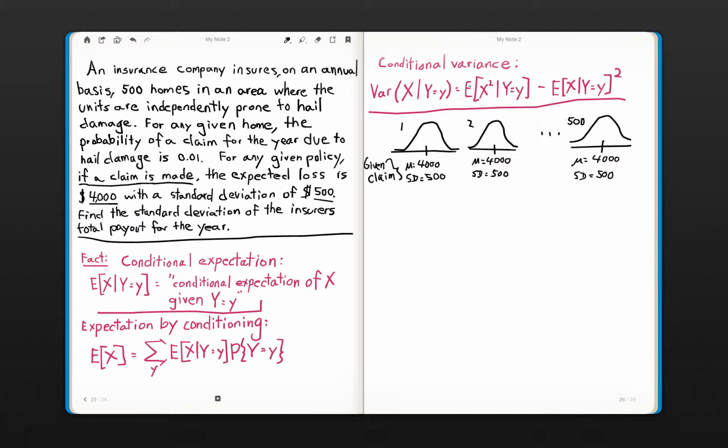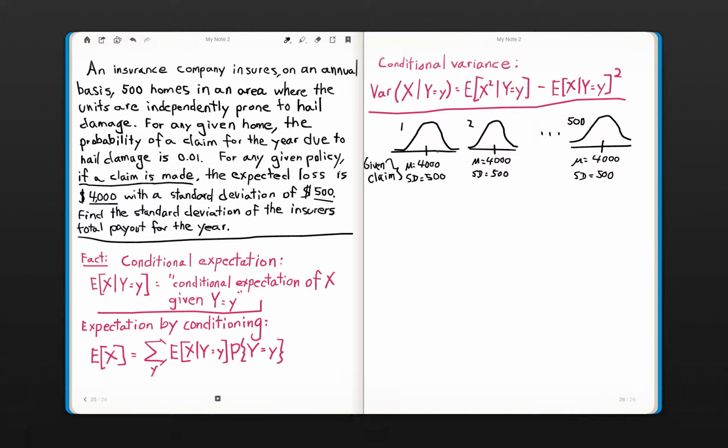Now, to solve this problem, I've drawn a little diagram here, some pictures, just to help understand how this problem can be solved. Just imagine in the given year we have 500 policies. They're each independent of one another, and given that there's actually a claim made, then the associated distribution has an expected value of $4,000 with a standard deviation of 500. And this is true for all 500 policies.